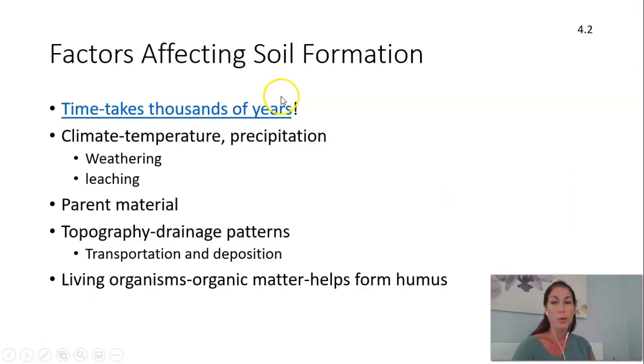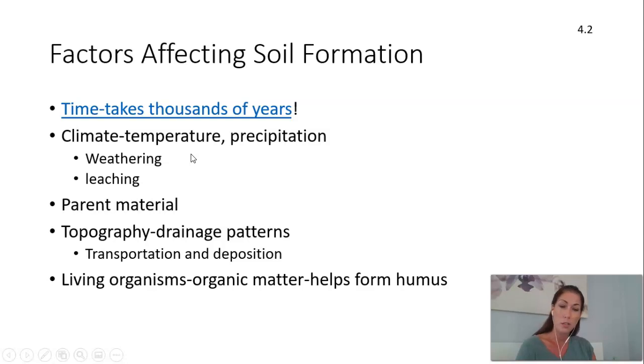So like I said as we were going over that, some of the things that affect whether or not soil can form, one of the biggest is time. It takes a very, very long time for soil to form. One of the big drivers here is climate. You need to have weathering occur, you need to have leaching occur to have that movement of those minerals. So if you're very dry, if you're very cold, you're not going to have your soil form very fast.